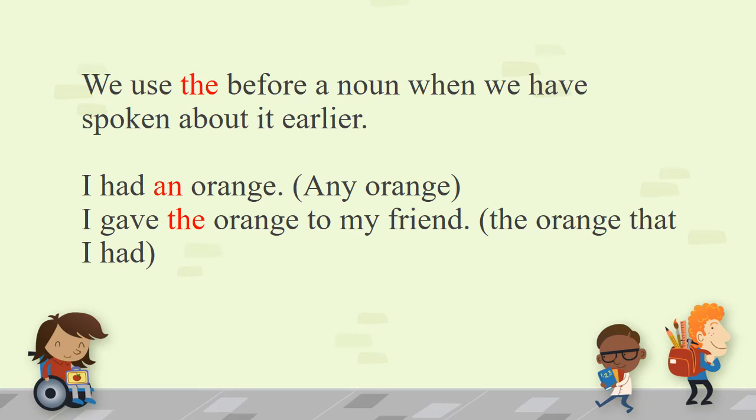we use the before a noun when we have spoken about it earlier. For example, I have an orange. I gave the orange to my friend. So in the first place, when we are talking about orange, we are talking about any orange. In the second place, we are talking about the same orange which you had. So whenever there are sentences repeated and the article is used twice, in the first place you will write a or an, and in the second place you will write the.